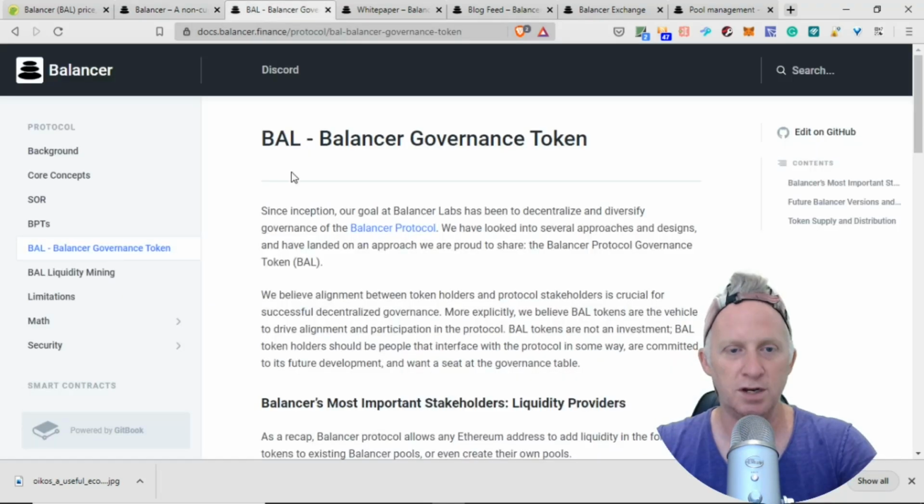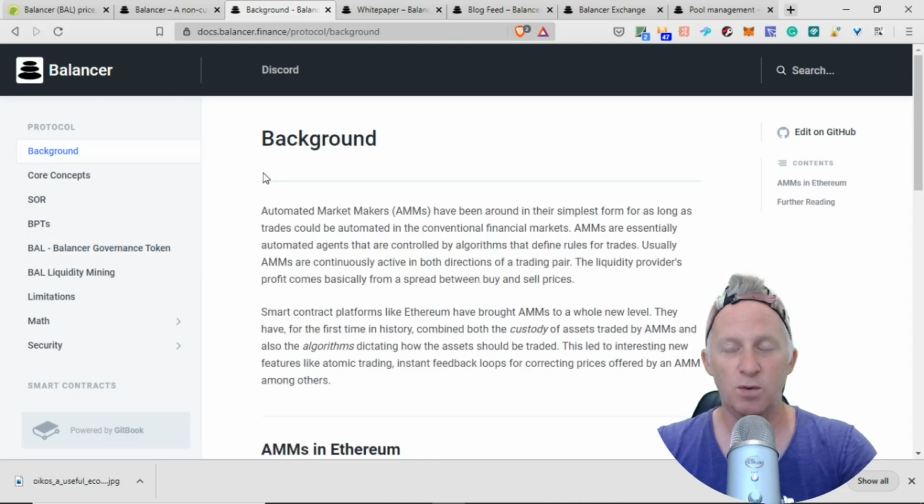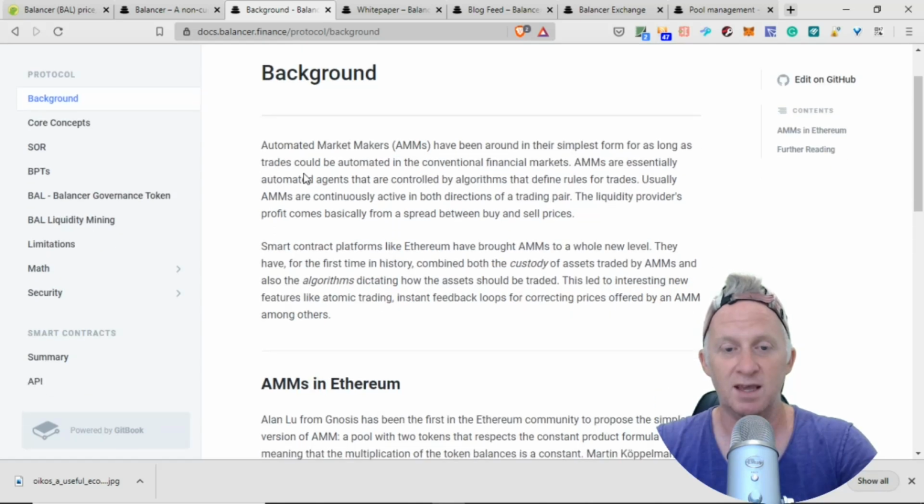Let's go to another section that is pretty interesting, the protocol. Let's see the background. What is the background? Automatic market makers, AMMs, have been around in the simplest form for a long time, as trades could be automated in conventional financial markets. AMMs are essentially automated agents controlled by algorithms that define rules for trade. Usually, AMMs are continuously active in both directions of a trading pair. The liquidity providers' profit comes basically from the spread between buy and sell price.